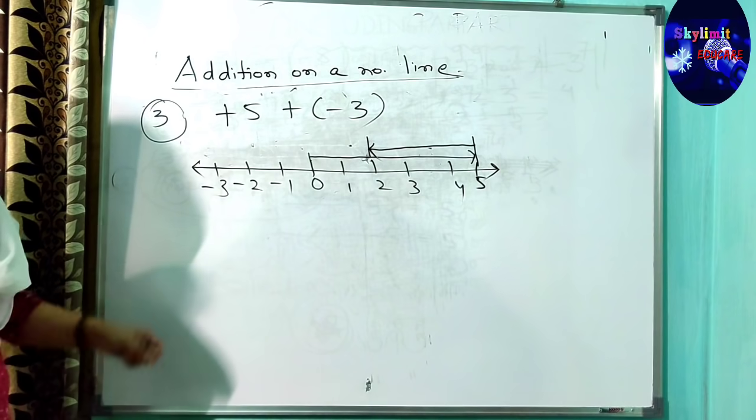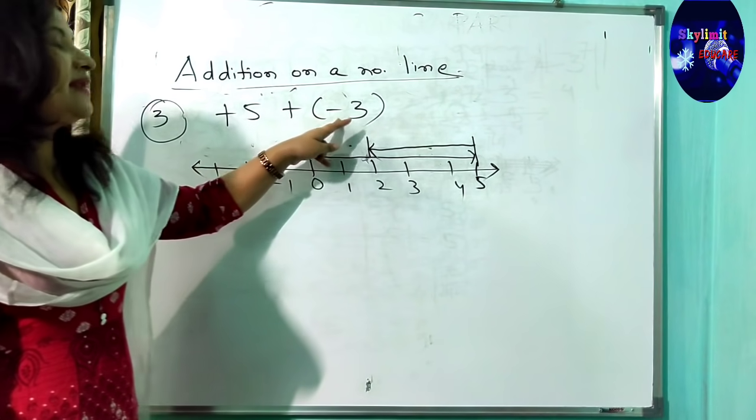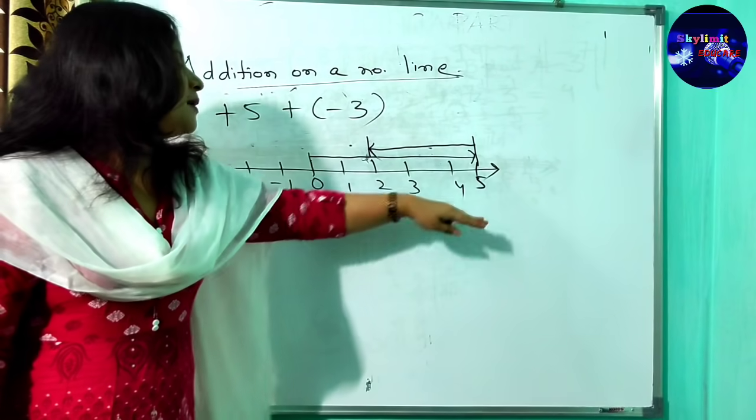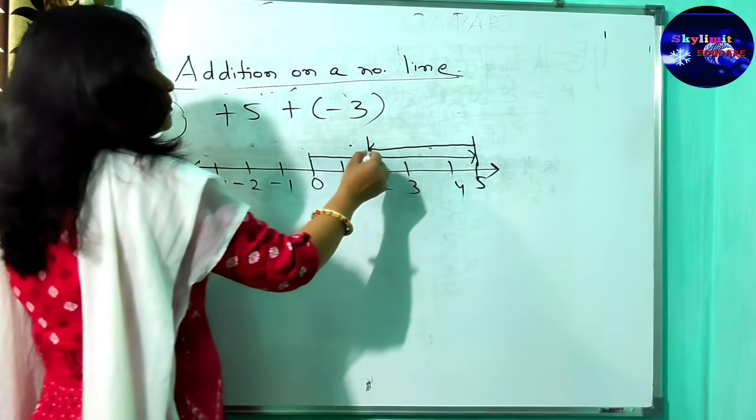Why did you move towards the left? Because it is minus 3. Why did you move 5 steps towards the right? Because it is plus 5. So what is the answer you obtained?